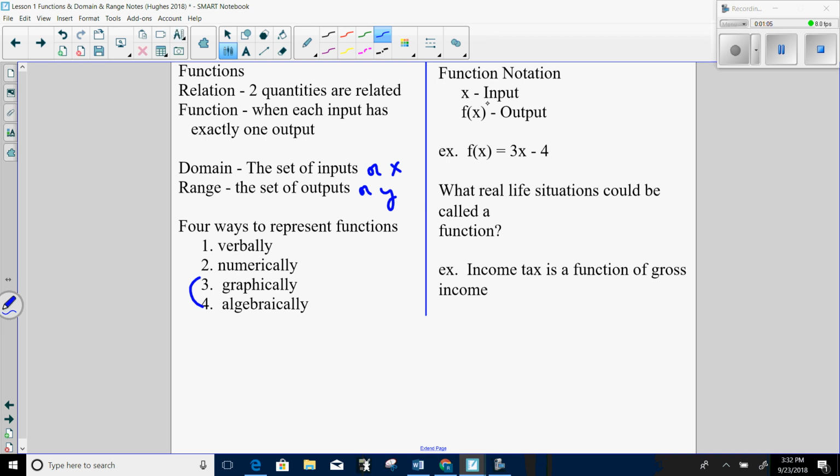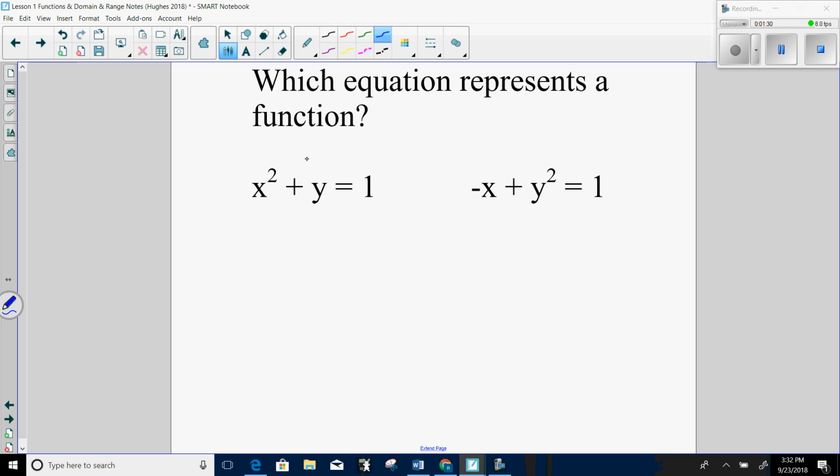Function notation: you have x, which is your input, that's your domain value, and you have f of x, which is your output, which is your range value. An example, f of x equals 3x minus 4. F of x, if you think about it in terms of just a general equation, is the same thing as y or your output. This is your function part, the 3x minus 4, where you plug your numbers in. So those are the definitions we're going to talk about.